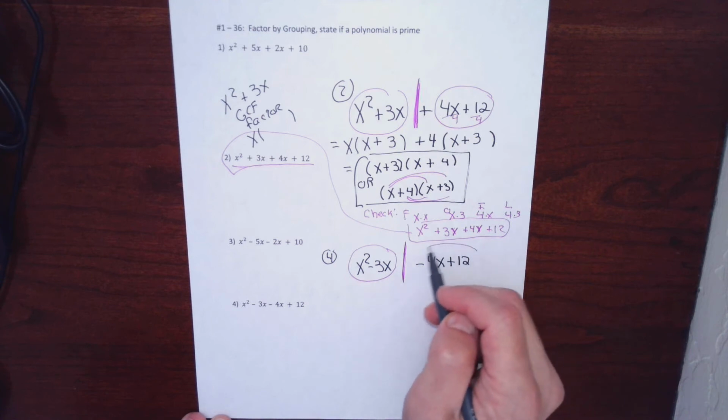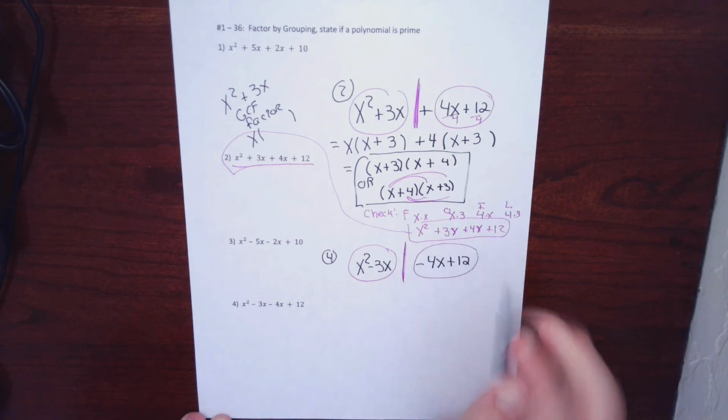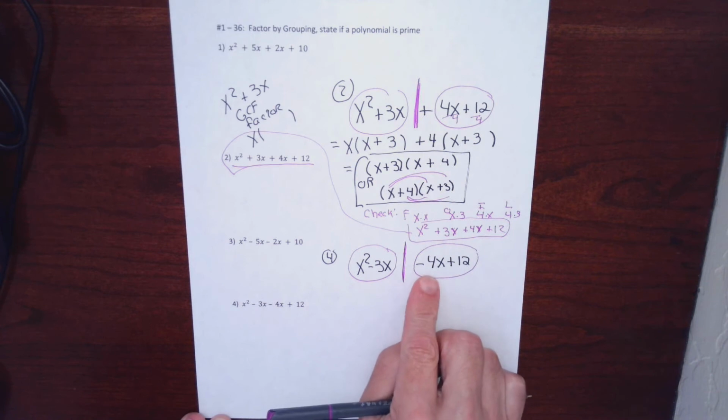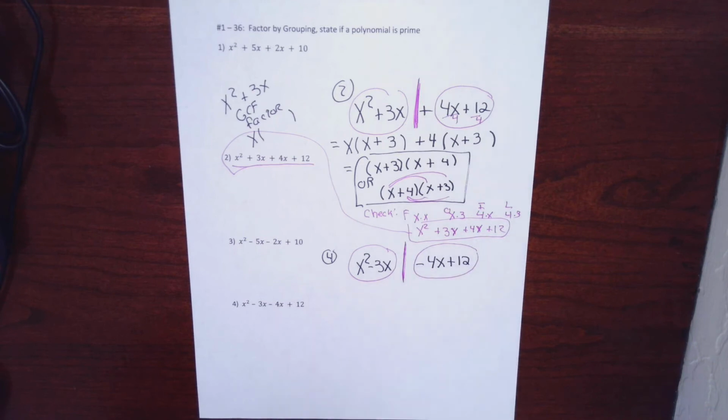The difference between problem 2 and problem 4 gets to be to the right of this vertical line that I just put in. When the first term to the right of the vertical bar has a negative in front of it, you're going to have to factor out a negative with the GCF.